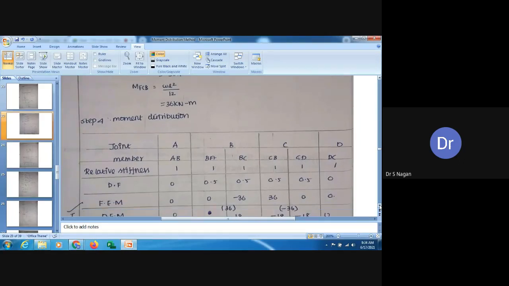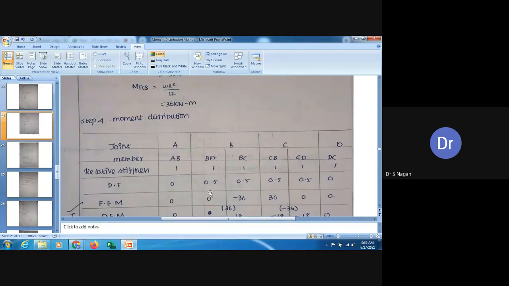Then write the fixed end moments. So fixed end moment in AB is 0, BA is also 0. In BC we have minus 36 kilonewton meter. Therefore write minus 36, and C plus 36, and CD 0, and DC also 0. So only member BC, CB will have these fixed end moments. So write the fixed end moments. Okay.